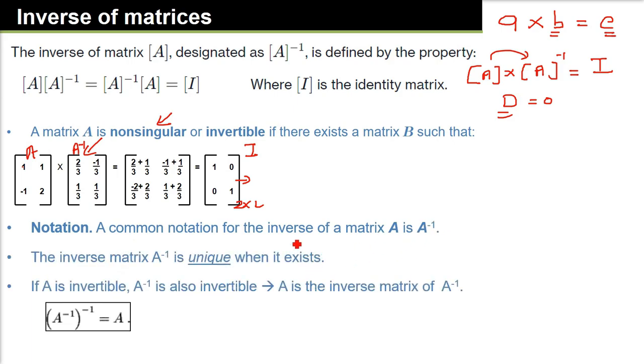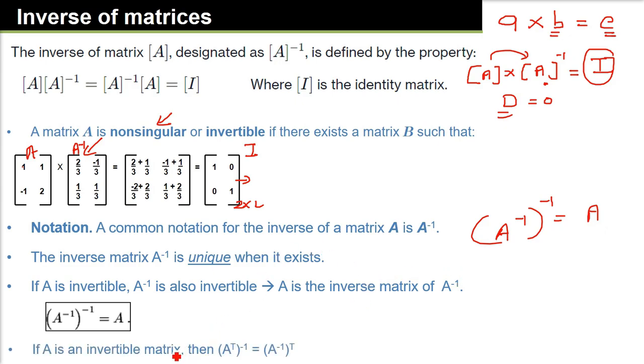The inverse matrix A inverse is unique. That is, you will not have any other matrix that will be an inverse of a particular matrix. There will be only one inverse. So if you take the inverse of an inverse, you get the original matrix back. Okay. And if A is an invertible matrix, then A transpose to the power minus 1, that is the inverse of the transpose, is simply equal to the A inverse transpose. That is the same thing. First you take the inverse, then you take the transpose.